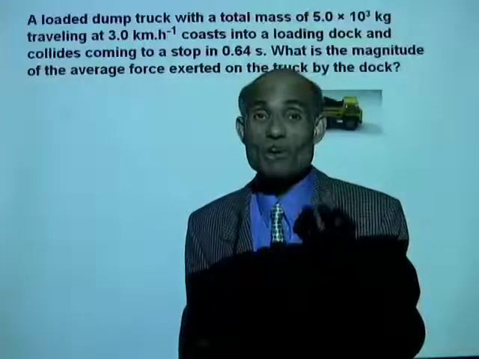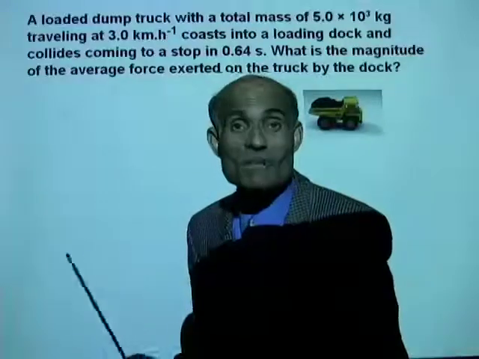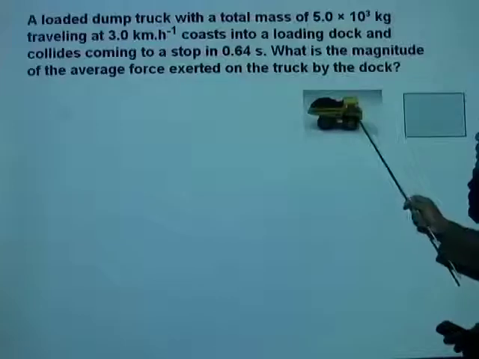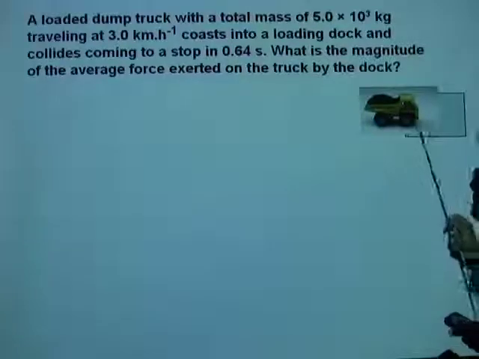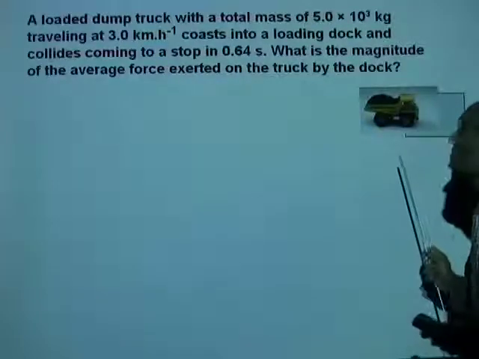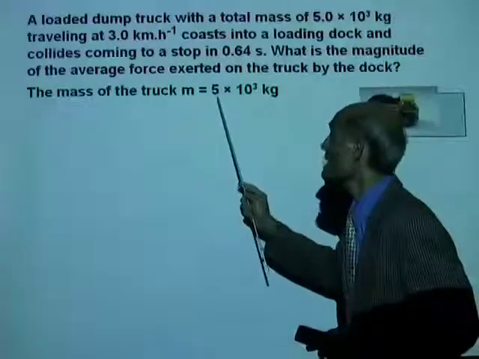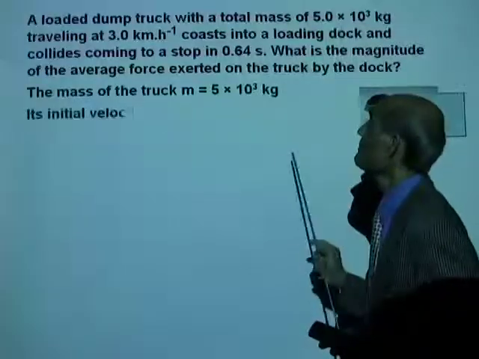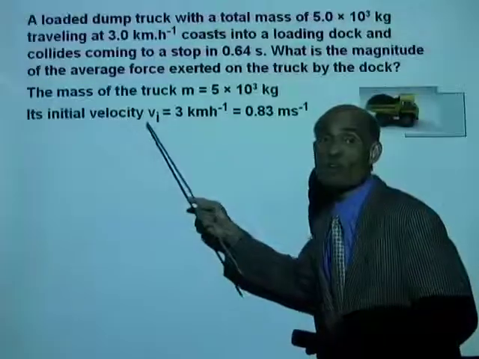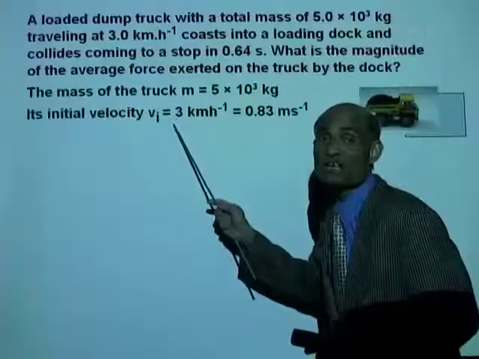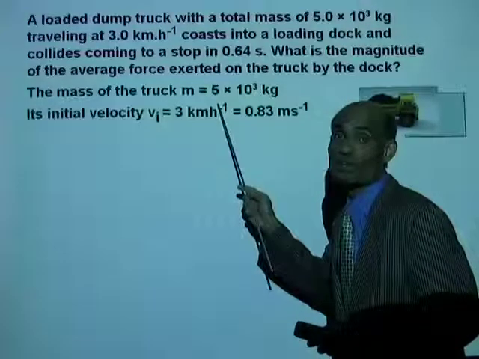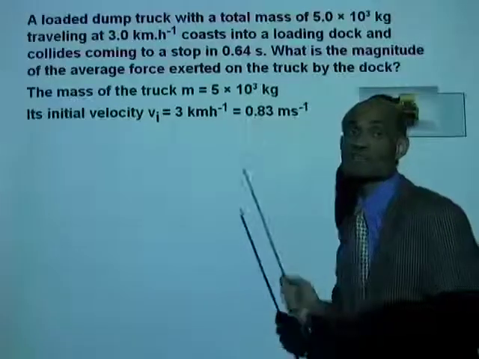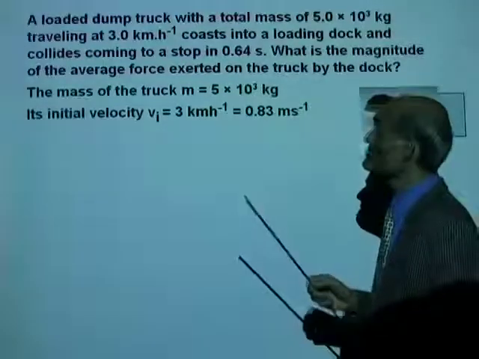Force is a measure of the rate of change of momentum. Alright, let's do that. Here we have the dock, and this is the truck hitting it and coming to a stop. The mass of the truck is 5 times 10 to the power of 3 kilogram. Its initial velocity Vi is 3 km per hour. Convert that to meter per second. Divide by 3.6, that is 0.83 meter per second.